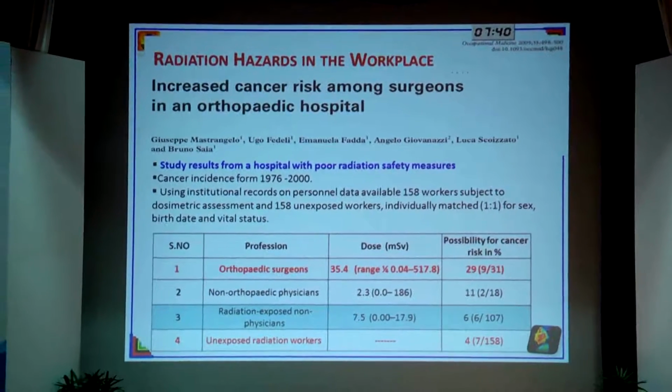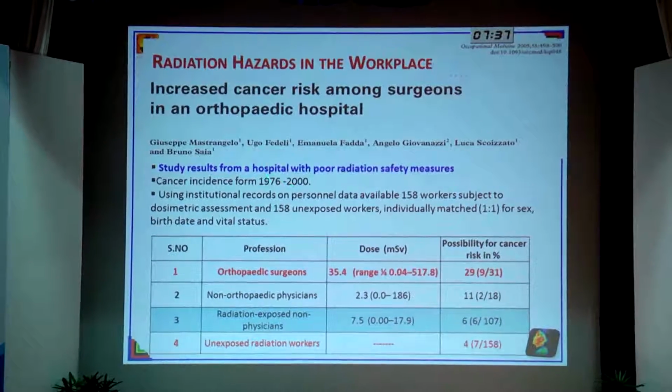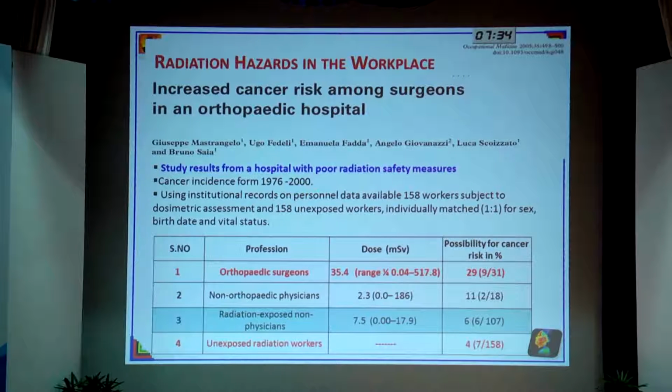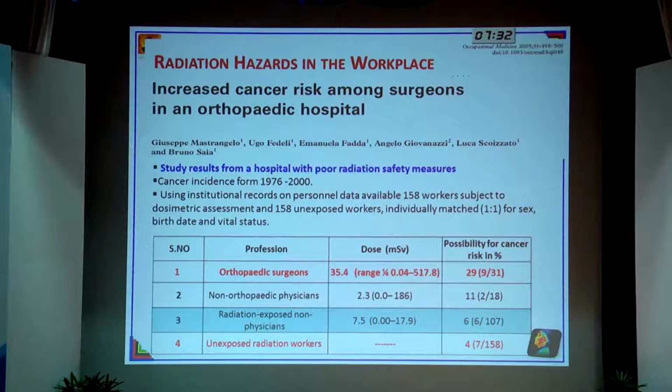Some of the radiation hazards in a workplace. We have seen that there has been a study which was done from 1976 to 2000 where they analyzed the incidence of cancer in personnel who are working in an operation theater. Here it was orthopedic surgeons. They found that they were not using any proper radiation safety accessories. You could see here that the average dose was 35.4 millisievert. But the intriguing thing was that 9 out of 31 personnel had cancer in their lifetime.